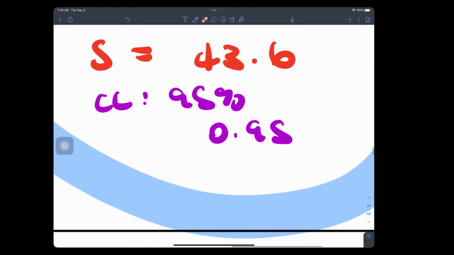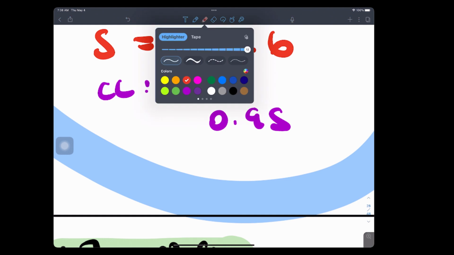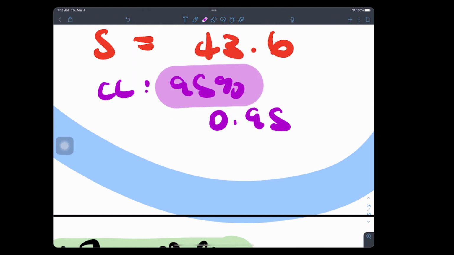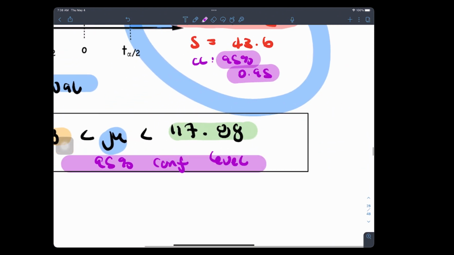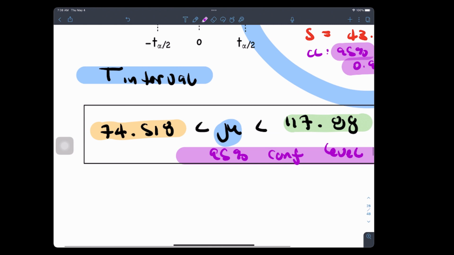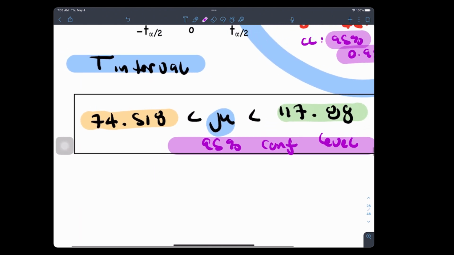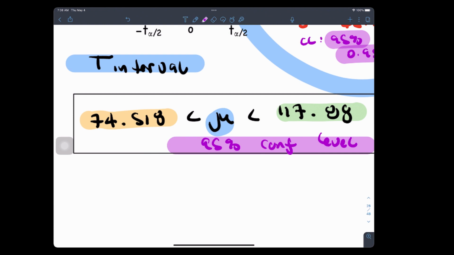What the confidence level means is this. In this example, 95%. What that confidence level means, ladies and gentlemen, is 95% of the sample means are going to be between these two numbers. I'll say that again. 95% of the sample means will be between these two numbers. 95%. That's what that means. Easy peasy lemon squeezy.